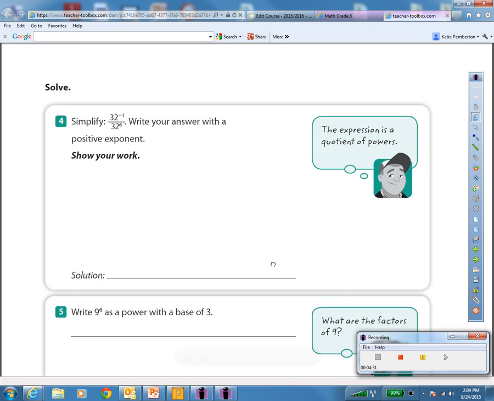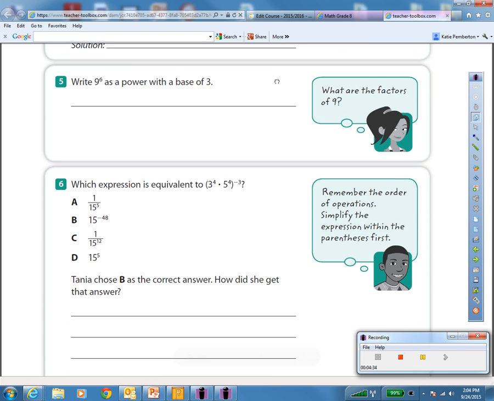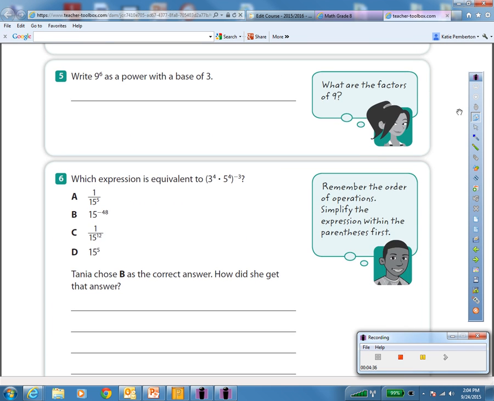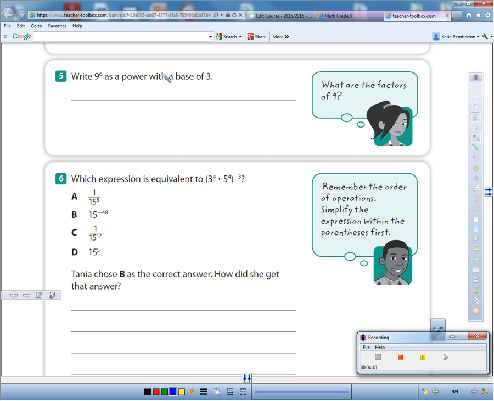Next part, number 5 and 6. On number 5, we're going to rewrite 9 to the 6th power as a base of 3. If you expand out 9 to the 6th, you have 9 written out 6 times. That means 9 to the 6th power. But we don't want a base of 9, we want a base of 3.